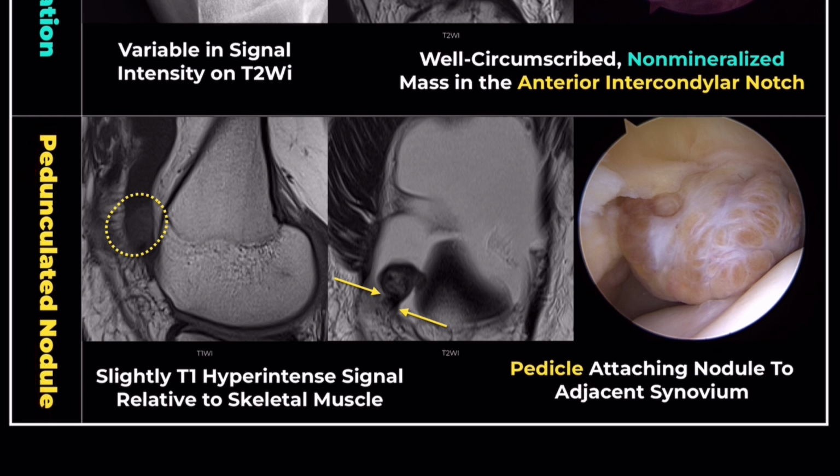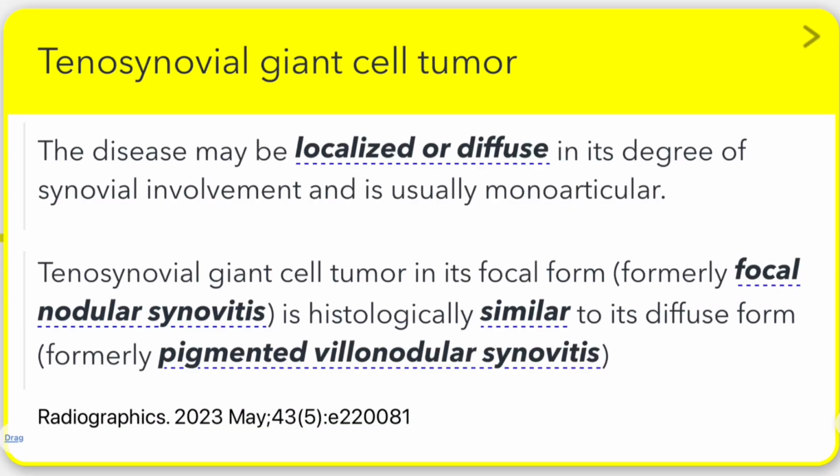Third, it is often seen as a pedunculated nodule. We can observe a pedunculated nodule. This nodule shows a slightly hyperintense signal on T1 weighted images relative to skeletal muscle. It is connected to the adjacent synovium by a pedicle.